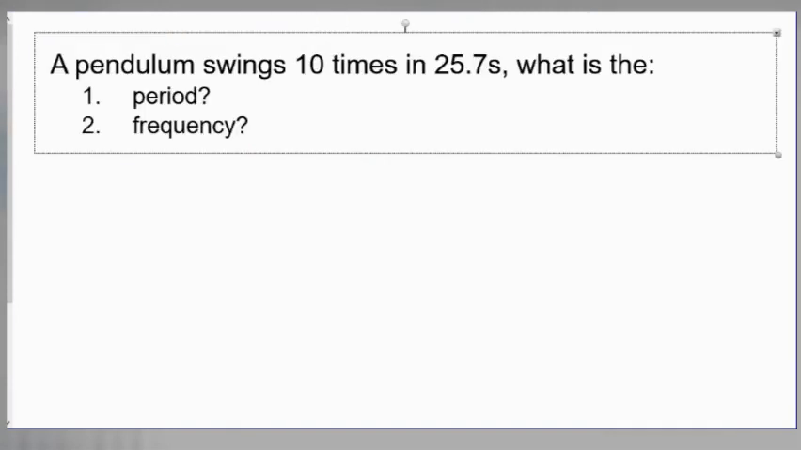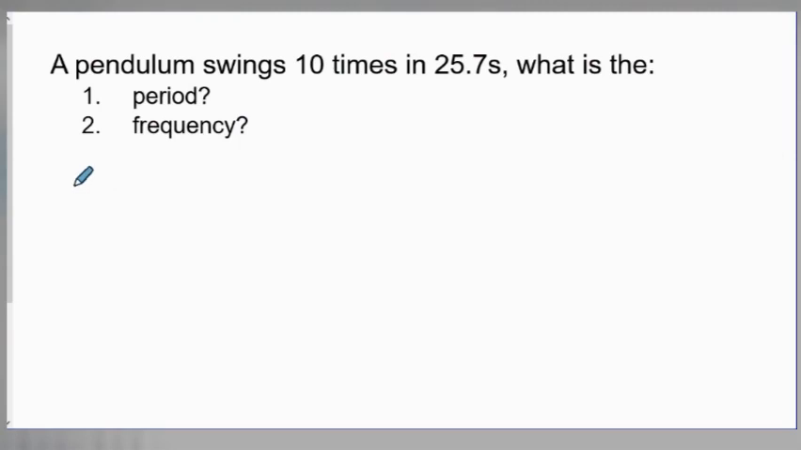The question I have here is, we have a pendulum that swings 10 times. So n is 10. And it takes 25.7 seconds. So that's my change in time, 25.7 seconds. I want to know the period, and I want to know the frequency. That's easy enough. There are two different ways I could do it.